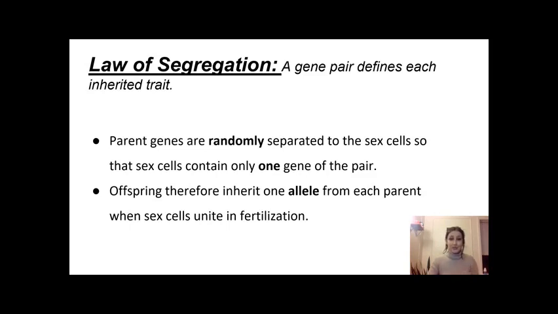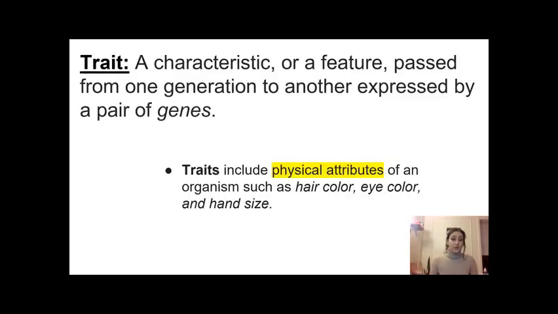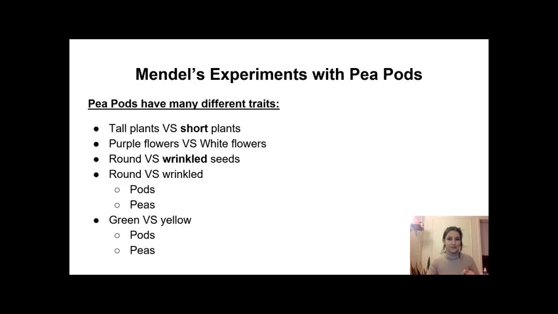Remember that. You can jot down these notes to refresh your memory and keep understanding what I'm talking about, because it'll help later on when I'm going through the slides. So we've got to find out what a trait means at the very least. A trait is a characteristic or a feature passed from one generation to another expressed by a pair of genes. So it's basically our physical attributes. It's our physical characteristics, basically our hair color, our eye color, hand size, our height. These are all traits of us, and they're expressed by genes. Don't forget the word gene.